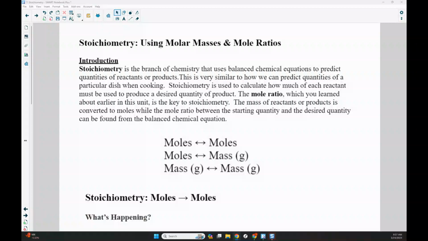Hello, Chemistry. Mr. McKee here, and we are kicking off our 7th and final unit of the year, which is titled Stoichiometry. So we should define what stoichiometry is first. It is the branch of chemistry that uses balanced chemical equations to predict quantities of reactants or products. So this unit is still going to be important to be able to balance equations and understand what they're communicating. So make sure that you are up to snuff on those particular skills.